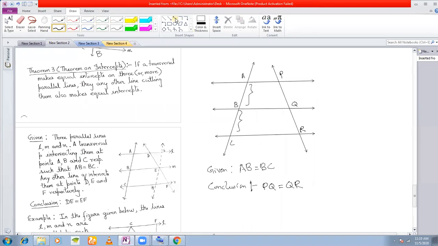Or you can have a line like this also. Let us call these points L, M, and N. Then LM will also be equal to MN. So if any one line is given to you with equal intercepts, then you can say that any other straight line that cuts these three parallel lines will also have equal intercepts. Okay, understood the statement of the theorem?